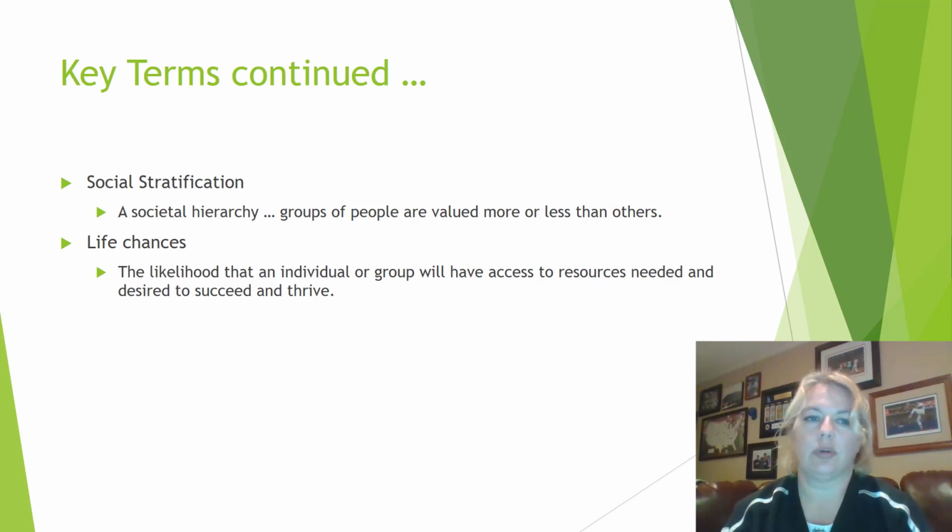Now let's talk about some more key terms. I mentioned earlier that sociologists really focus a lot on social inequality. Well, another word for that is social stratification. It's really a societal hierarchy, or the way groups of people are valued more or less than others. So people with more money have more value within a society than people with less money. We also see social stratification with gender, sex, race and ethnicity, etc.